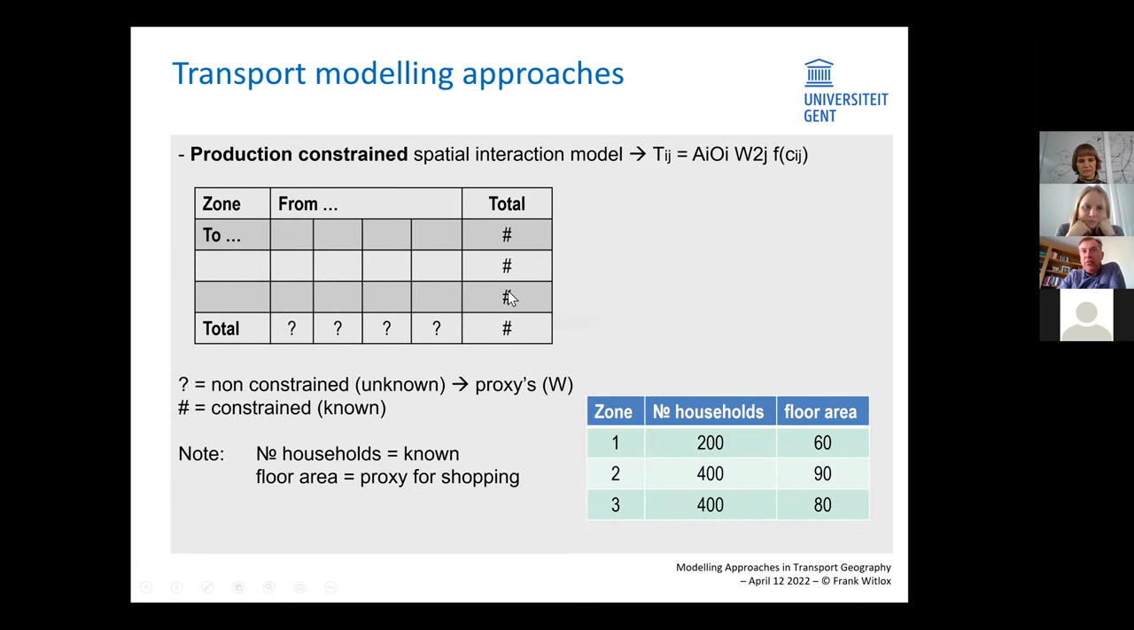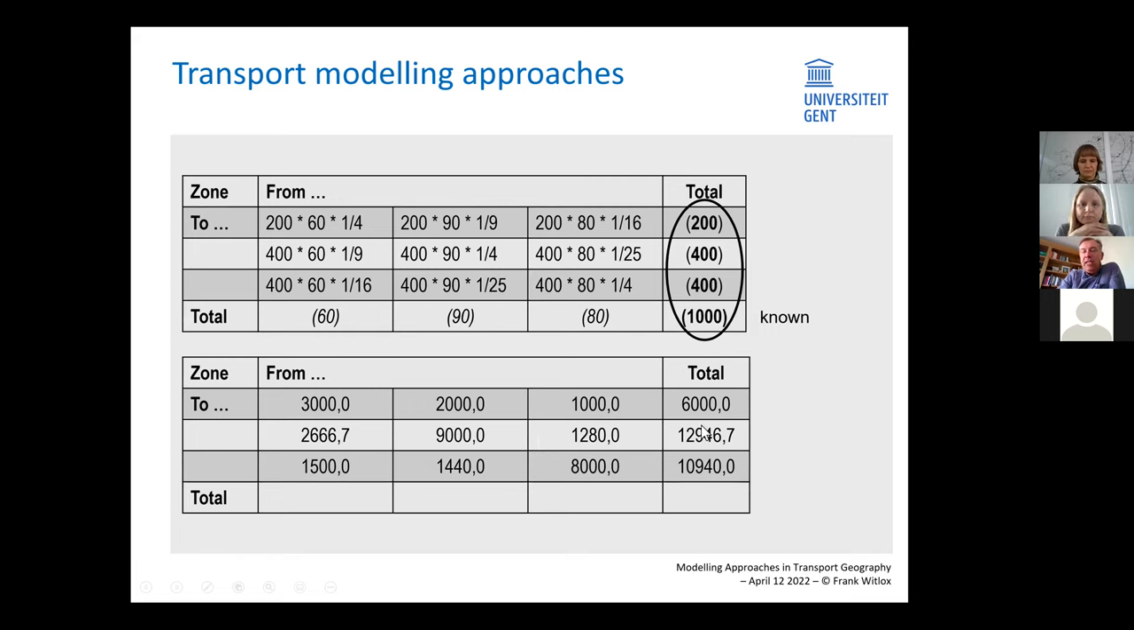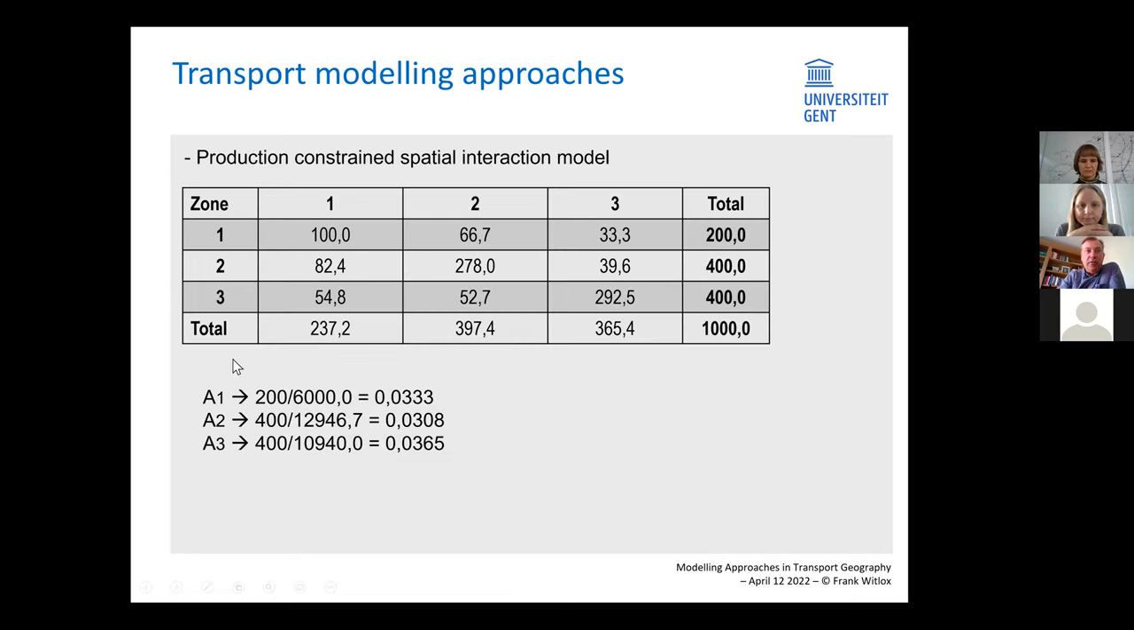Now, if we look at this, we can obviously redo this again, but then it's production constrained. So we know at the level of the production, we know the exact numbers. Then this is the equation that we need to solve. We then only use a proxy for the origin. In that sense, what is now known are the number of households. But in this case, if we talk about shopping, then maybe we use floor area as a kind of proxy for the shopping. And then we have to rescale it again, because now obviously it's not just one number, but it's at the level of the different origins that we have to fix this matrix. So we have three different scaling factors. And again, this is the end result.